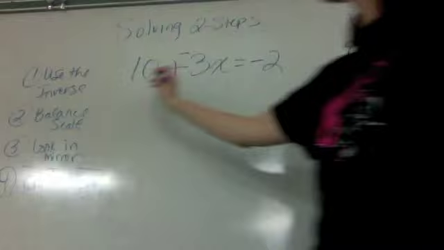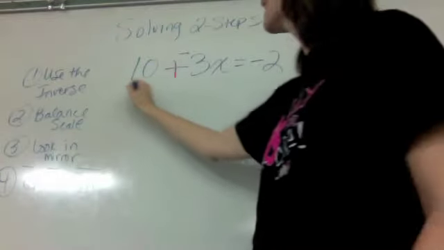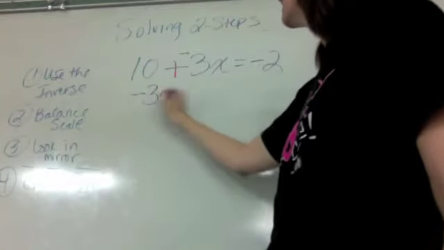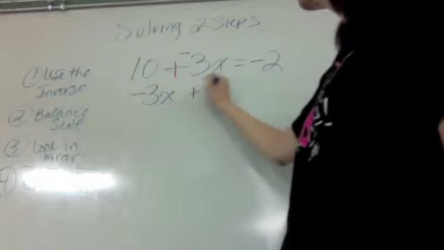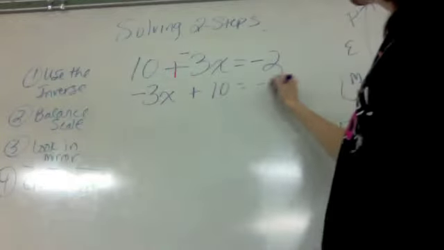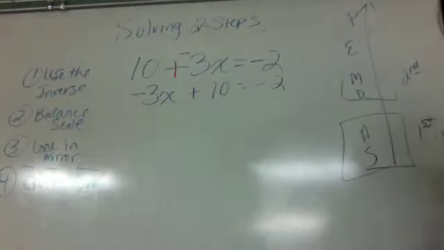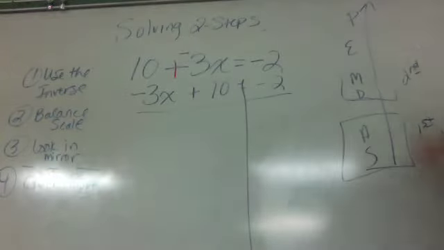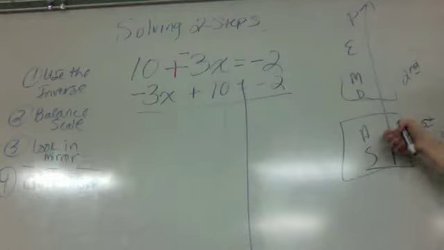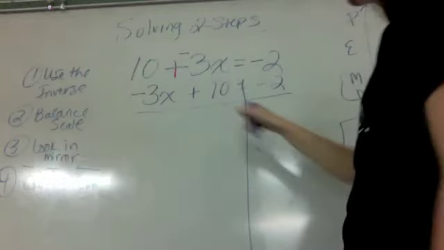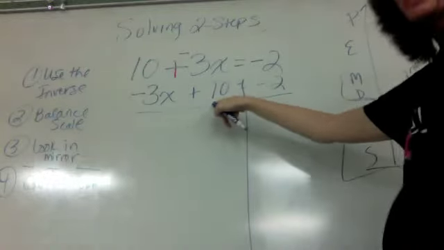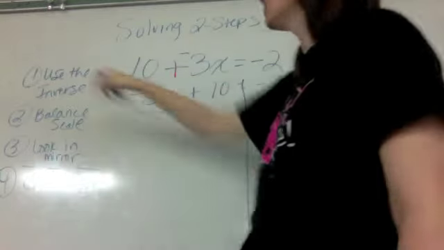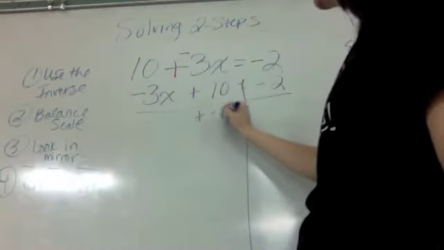Now I can switch the order if you want to. You don't have to, but some of us like the variable on the left. Negative 3x plus 10 equals negative 2. Okay, draw my balance scale. Remember, order of operations in reverse, I have to undo my addition first. So I'm going to undo the 10 by adding the opposite, using the inverse. The opposite of 10 is negative 10.